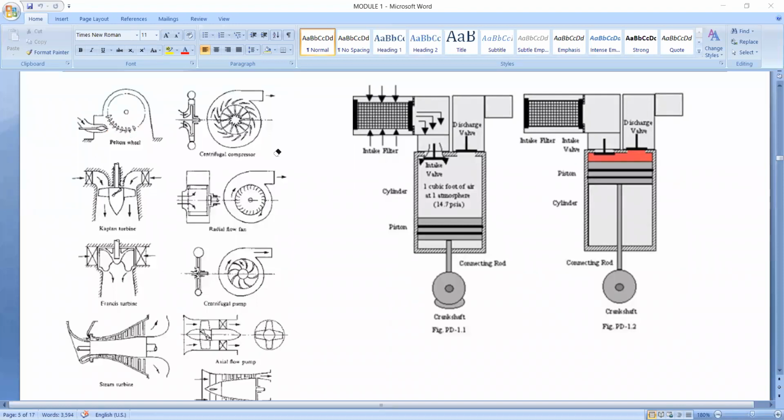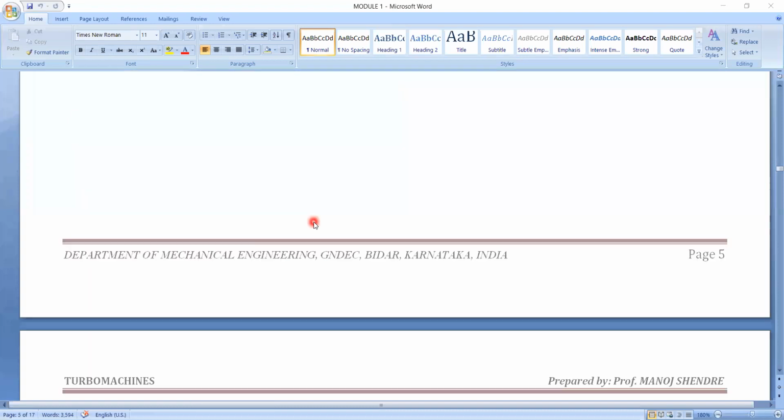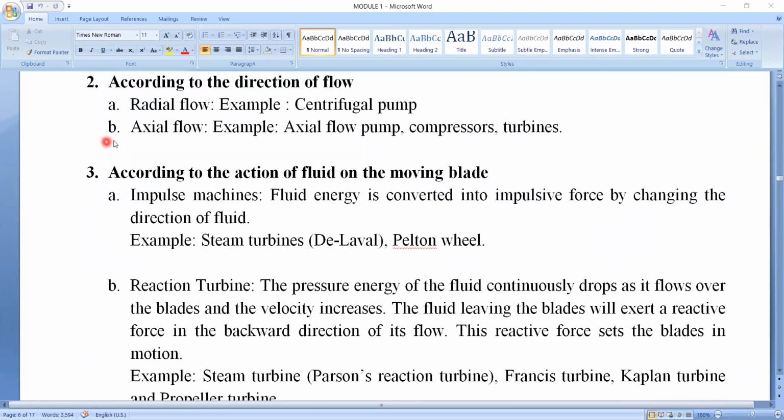This is a very important question which will be asked in your examination, okay. Give an example for tangential flow turbo machines. The best example is the Pelton wheel turbine, okay. I hope this is clear. We can add one more sentence here.